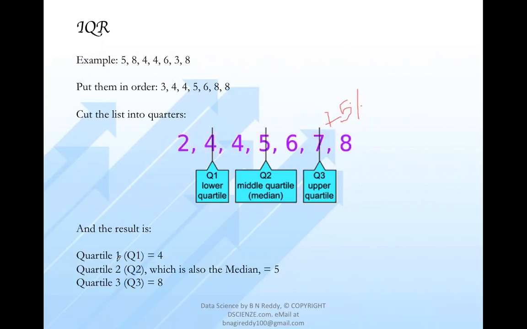And the result is quartile 1 is going to be 4, this value. Quartile 2 is going to be the median, this value. Median is nothing but the 50% value. Data is spread 50% before 5, 50% after 5. That's why we call it the median. Quartile 2 is the median. We can call it the 50th percentile.